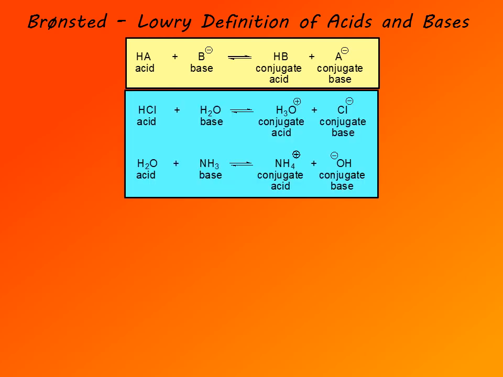Here is an example. Hydrogen chloride acts as an acid in reaction with water, which acts as a base. A proton is transferred from hydrogen chloride to water to give the hydronium ion, or conjugate acid of water, and the chloride anion, or conjugate base of hydrochloric acid.